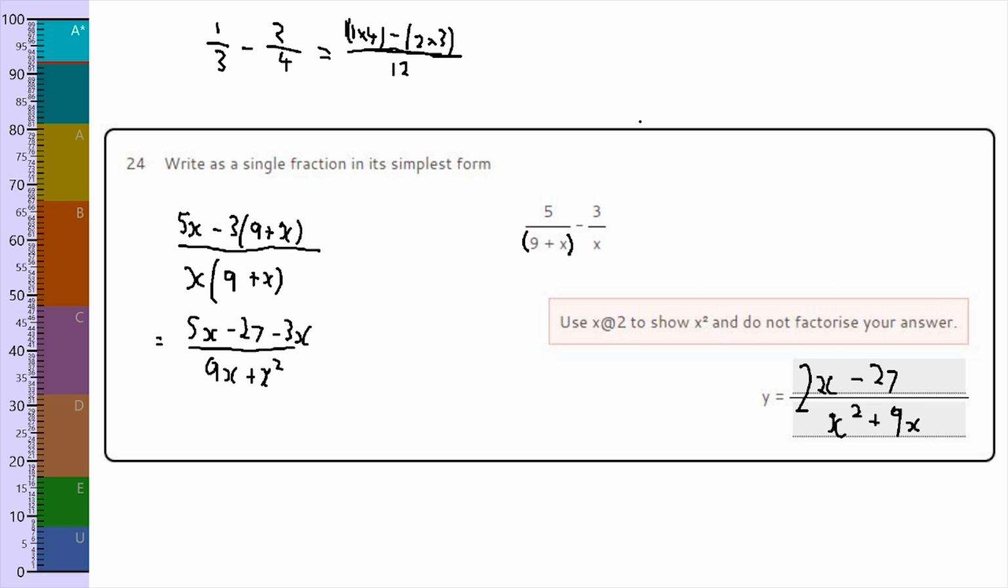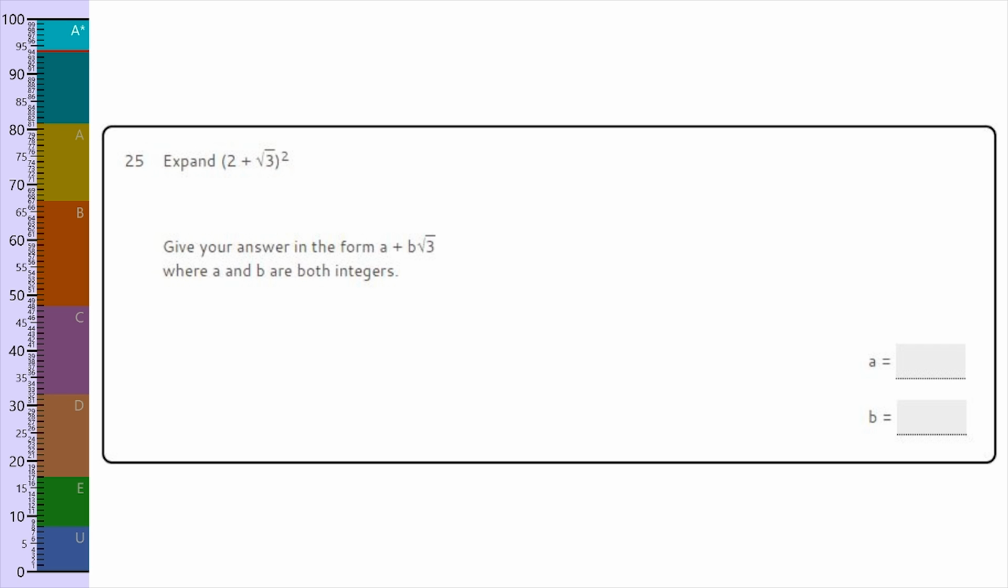Now, unless otherwise stated, you don't need to factorise your answer. You don't need to put them into brackets. You still get the mark. On my system, you can't because I haven't programmed the answer for that. But anyway, let's move on. So, question 25, pause the video now and have a go.